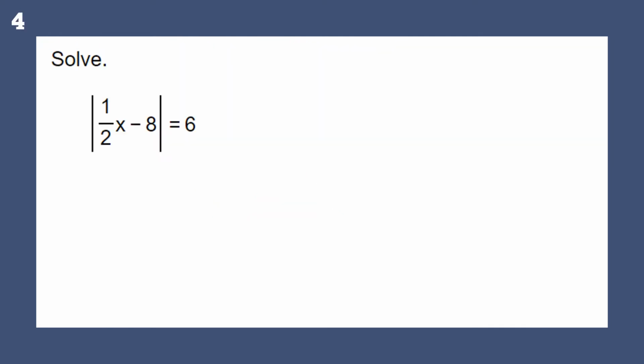Absolute value equations look scarier than they are. We understand already that absolute value means that what's inside is going to be positive no matter what. So really what we're saying is this isn't necessarily a 6. What's inside there could also be a negative 6. To solve absolute value equations, we set up two equations. First one, we leave it exactly the way it is: 1 half x minus 8 equals 6.